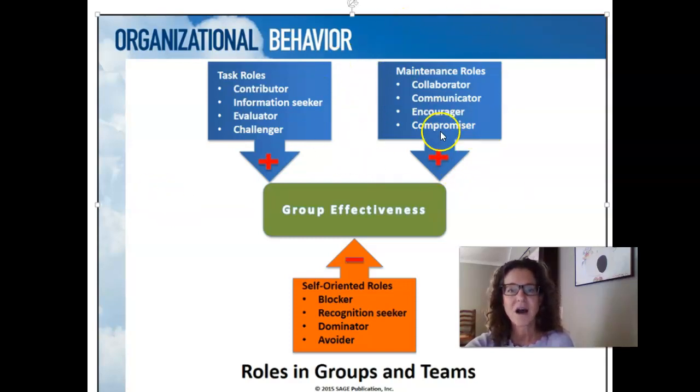A different set of roles are maintenance roles. Maintenance roles are more related to the social interaction of group members. The people who adopt maintenance roles, you can see them as cheerleaders, those individuals who are taking responsibility for the interpersonal climate on the team. Those individuals will make sure that people on the team are collaborating, that they're communicating openly, that they are encouraged to voice their opposition, and that they can resolve conflict through compromise or even potentially agreement.